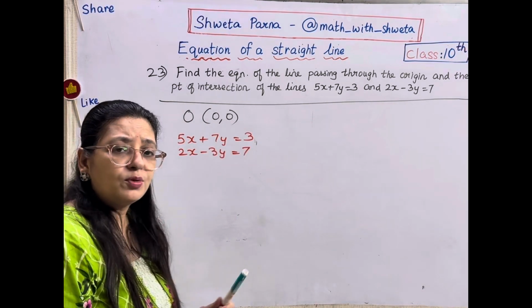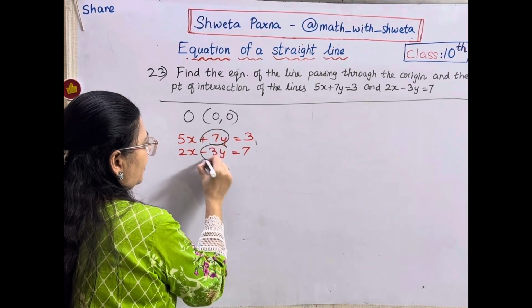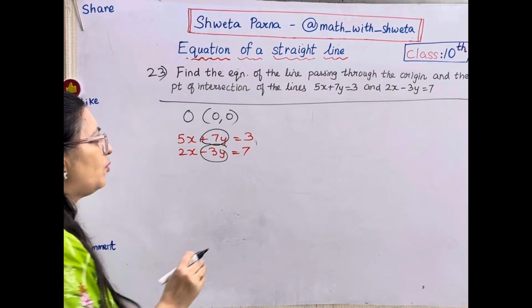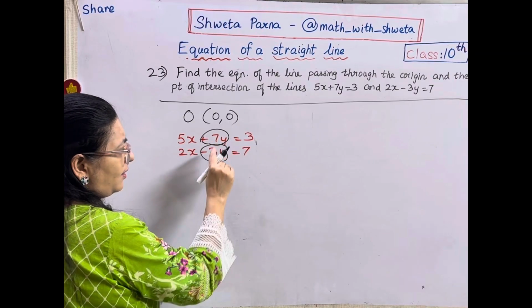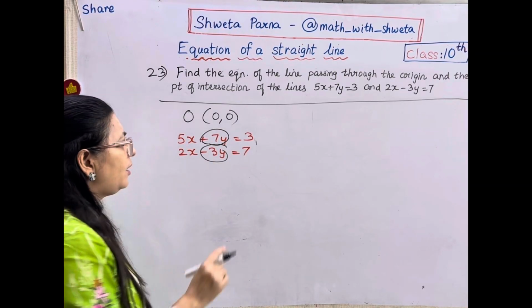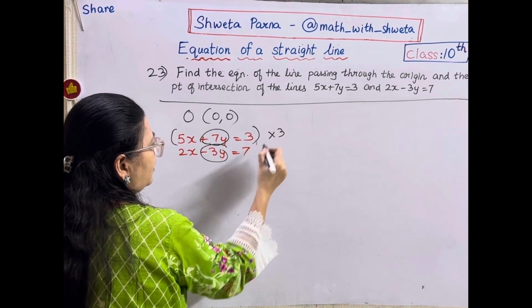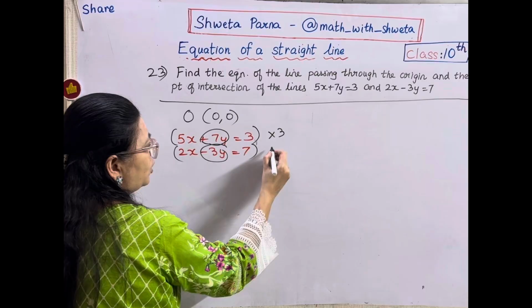Which method will we use? Elimination method. Now we have to make y the same. We have to make this y the same. So what will you do? This is 7, this is 3. What is the LCM of 7 and 3? It is 21. So here this entire equation you will multiply by 3 and this entire equation you will multiply by 7.